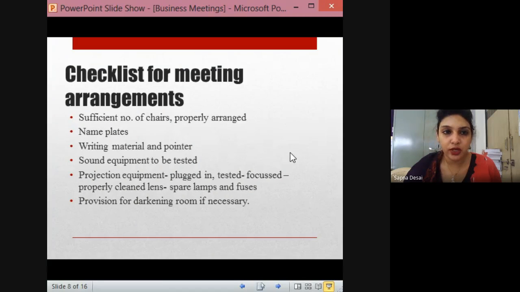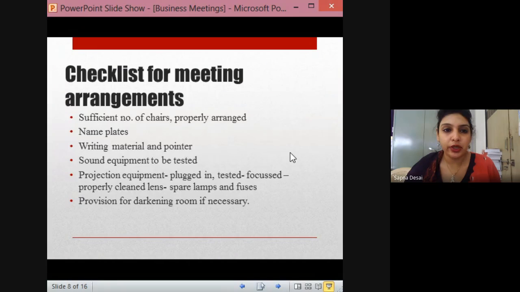A sufficient number of chairs should be there, properly arranged. Nameplates: you will put a check if you have the nameplates arranged. Writing material should be there, and a pointer should be there. Sound equipment: sometimes microphones are there, but they are not working. So you have to have working sound equipment. Projection equipment should be there.